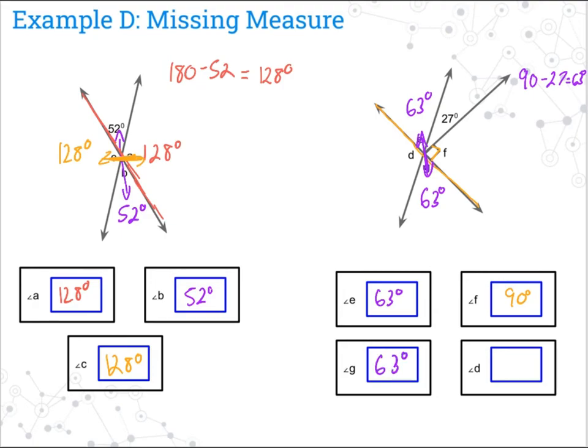which leaves us with just D to figure out. And in order to figure that out, we need to notice that D and G are supplementary angles along this straight line. So they're going to equal 180 degrees together. So if we take our 180 degrees, subtract the 63 that we already have, we'll end up with 117 degrees for D. And we figured out all our missing measures. Now let's take a look at the last example.